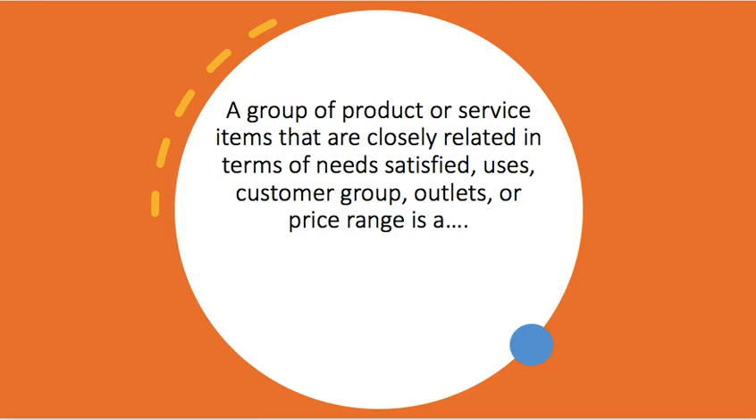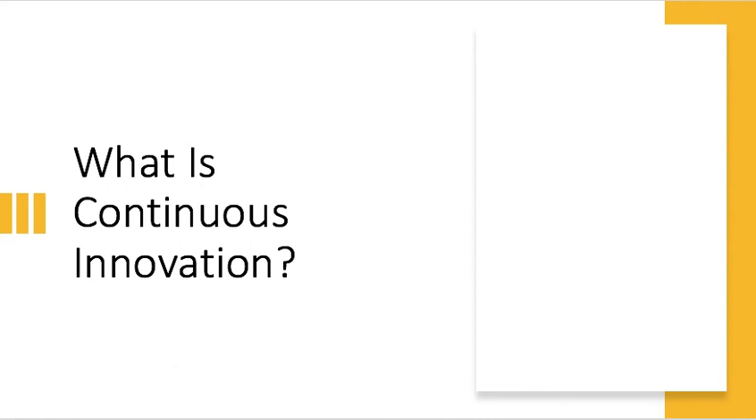Understand what a product line is. A product line is a group of product or service items that are closely related in terms of needs satisfied, uses, customer groups, outlets, and price range. That is a product line. And lastly, back to page 244, understand what continuous innovation is. It's when a product is new in some way but requires no new behaviors to be learned by consumers. Again, think of new and improved laundry detergent or whitening toothpaste. The marketing strategy is to gain customer awareness and increase distribution.